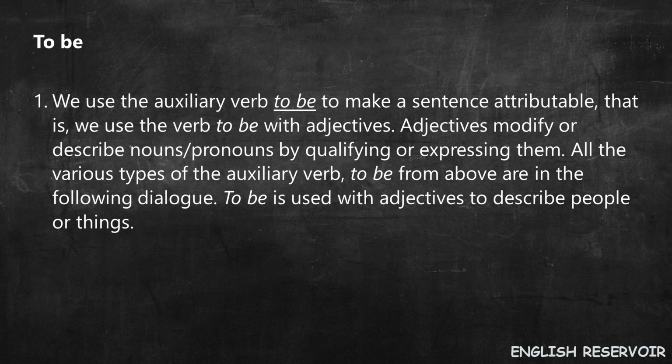1. We use the auxiliary verb to be to make a sentence attributive. That is, we use the verb to be with adjectives. Adjectives modify or describe nouns or pronouns by qualifying or expressing them. All the various forms of the auxiliary verb to be from above are in the following dialogue. To be is used with adjectives to describe people or things.